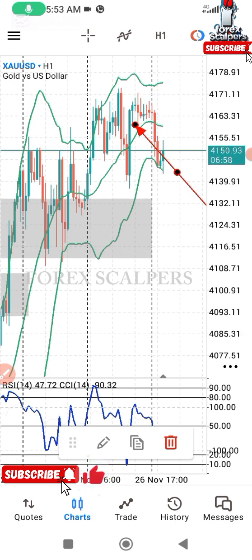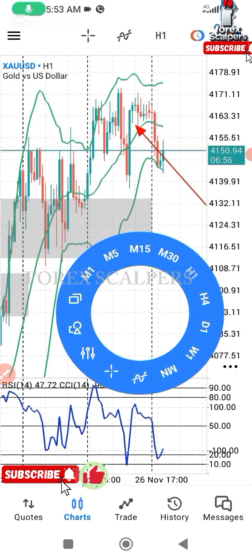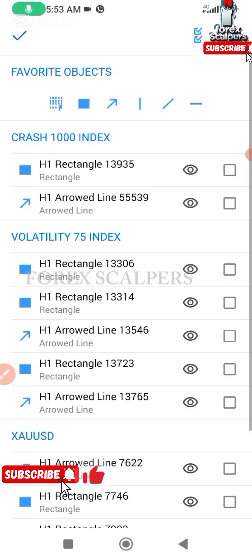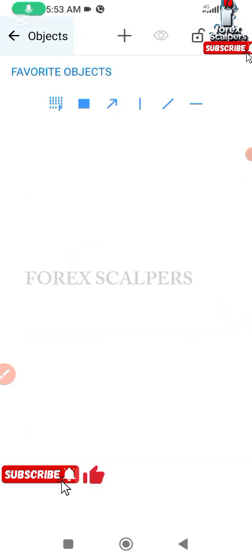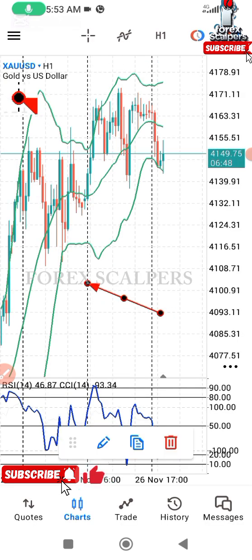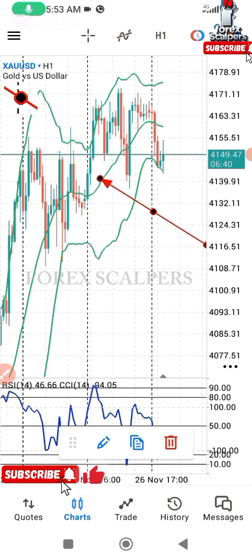However, this is not done in isolation. When I say this is not done in isolation, it simply means that you need other confluence in order to make this trade execution. It simply means you have to first of all determine the trend of the market. I have established that in the previous video already.